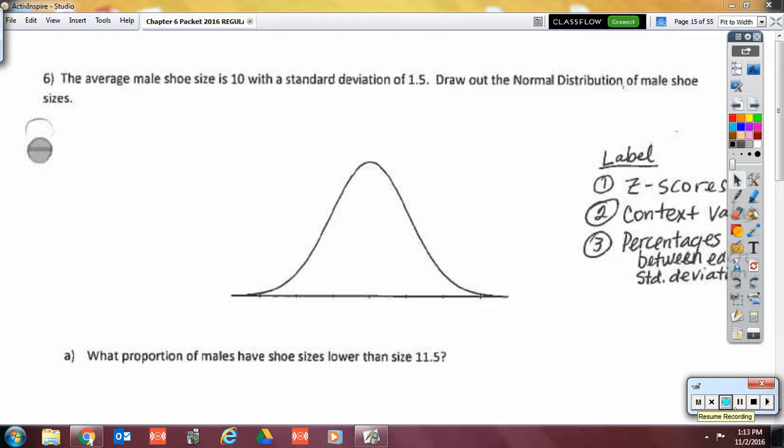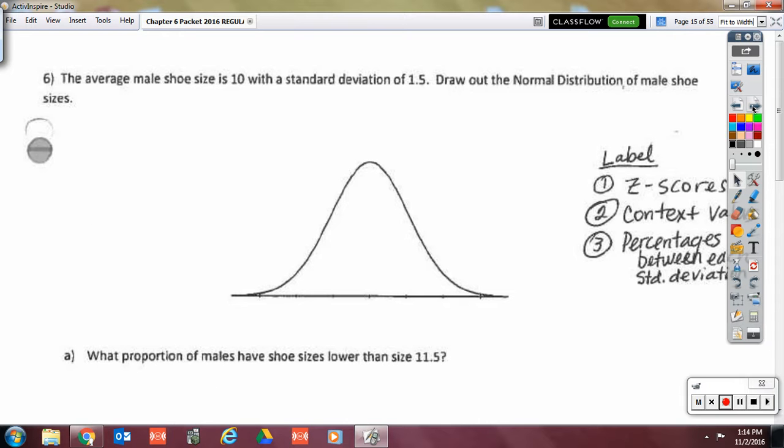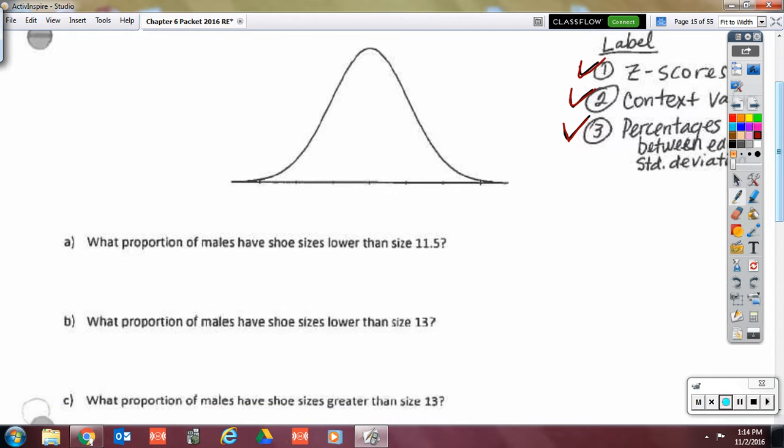Okay, so this is page 10, and I know yesterday we did pages 8 and 9, where we talked about how to use the calculators. Now we're going to talk about page 10, where you were asked to draw the z-scores. Label the z-scores, label the context, and then the percentages below or around them. I want you to know how to do this, so that's why I'm going over it with you.